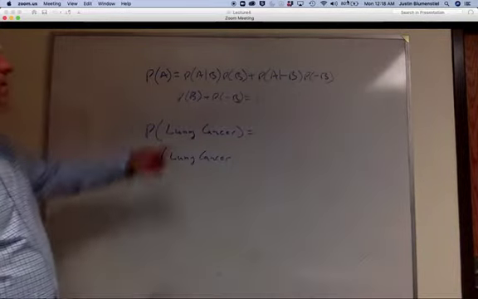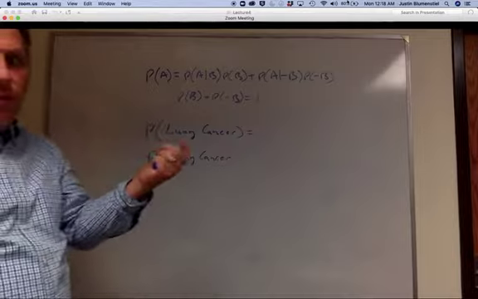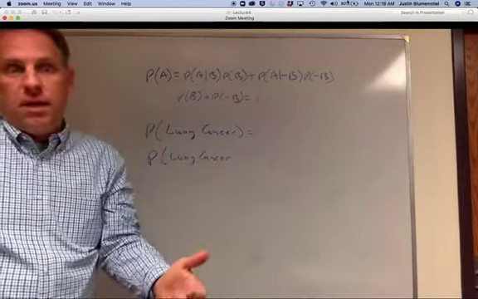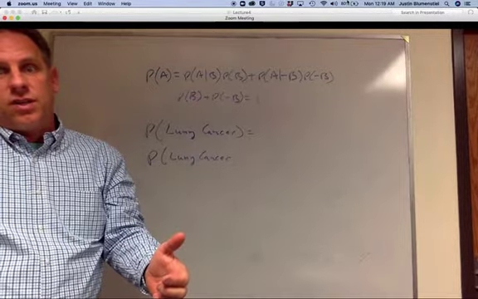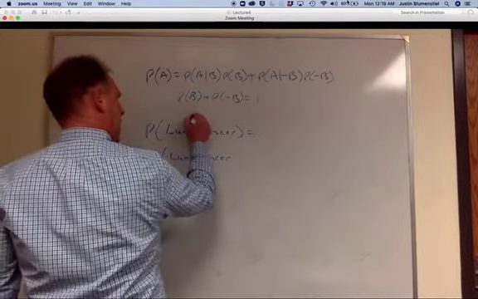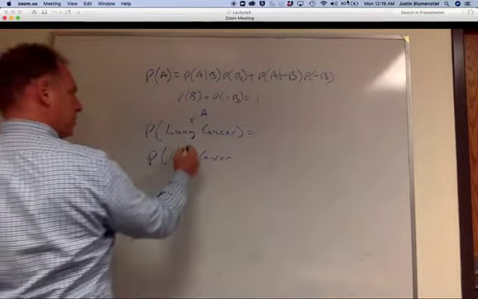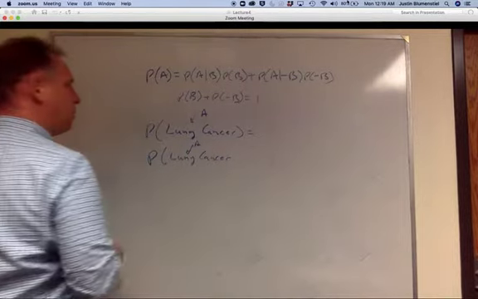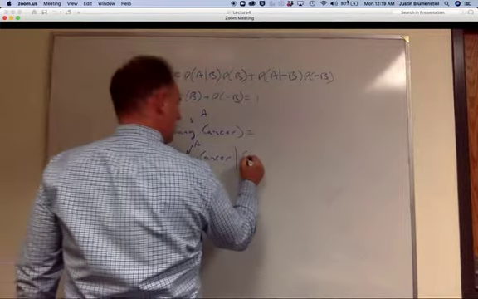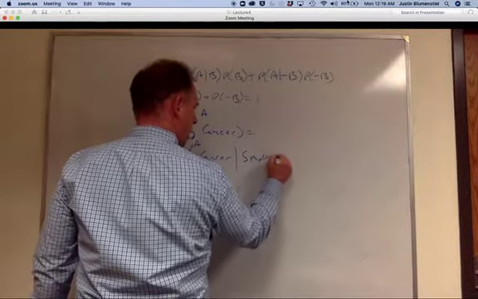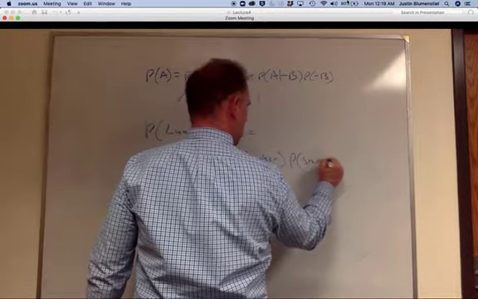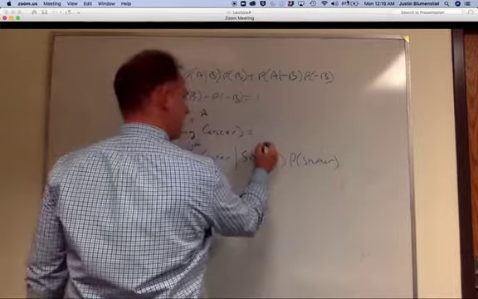So this is a simpler version of it. In the first case I had 1 and 2 and 3 and 4; here it's just B and not B as the two mutually exclusive conditions. Now we can say the probability of lung cancer is kind of like A here. The probability of getting lung cancer given you're a smoker times the probability that you're a smoker. This is like B here.